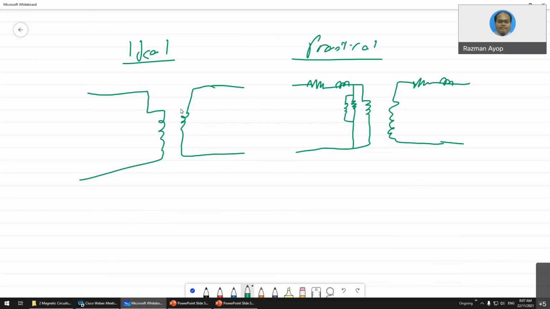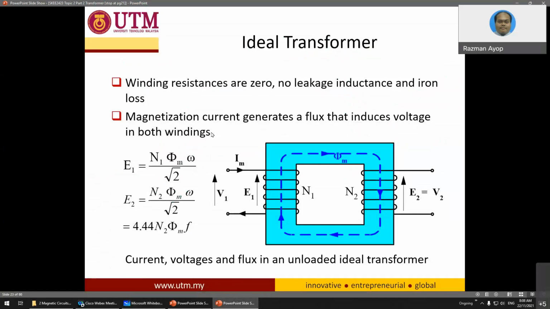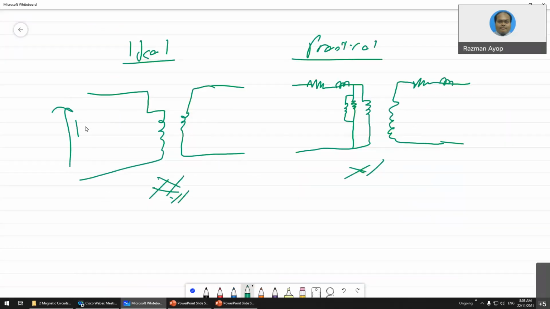So basically you have ideal and practical. For today we focus on the ideal one. You have to master this one before you can master the practical one. Magnetizing current produces flux, which generates induced voltage in both windings. If you have a voltage source V1 and this is the output V2, all the voltage here will be induced here. This one is E1, this one is E2, so basically all the voltage will be converted.